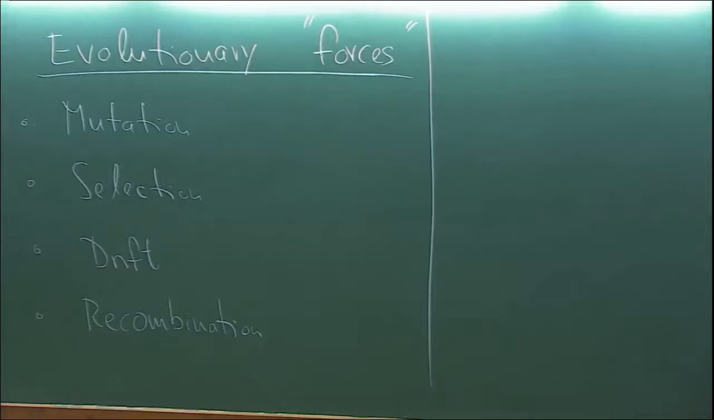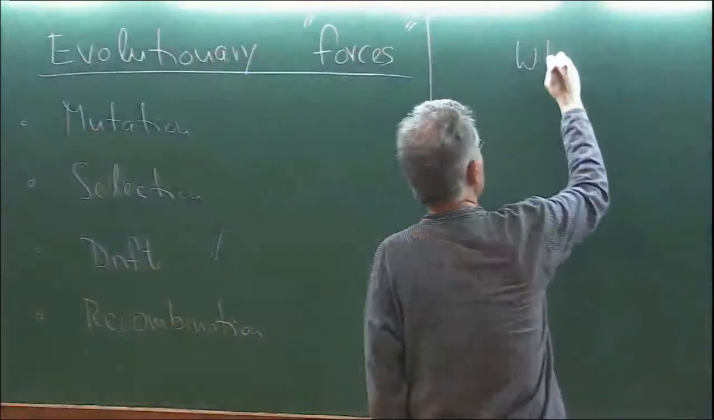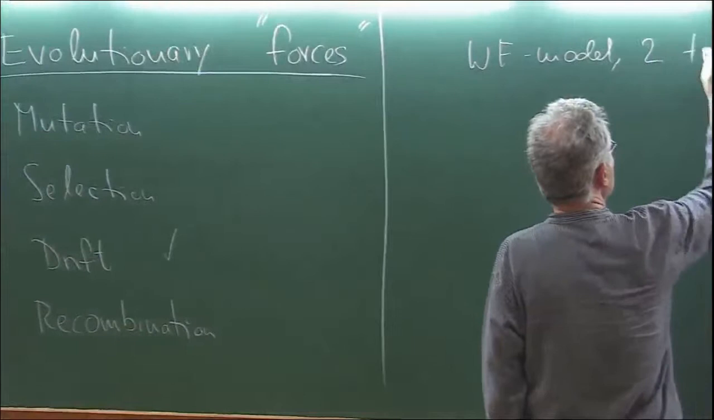So all that we have covered of this list so far is more or less the process of drift. And today I want to talk in particular about mutation and selection. Let me remind you of where we were yesterday. We were looking at the Wright-Fisher model. We considered two types of equal fitness. So this is the neutral case.